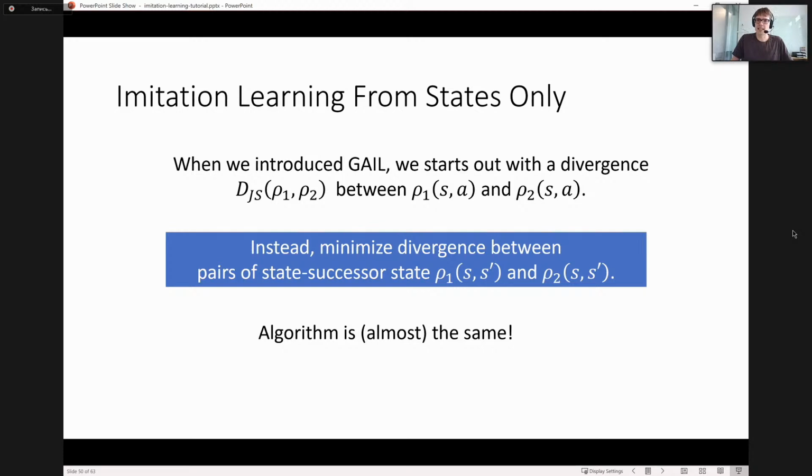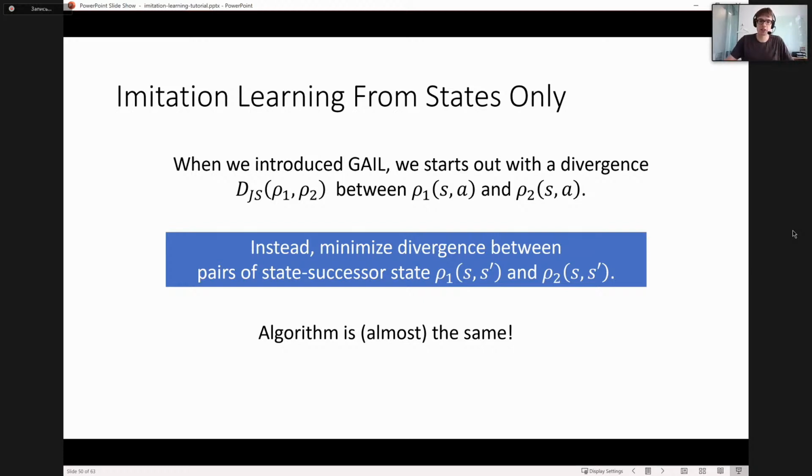What we can do instead is imitation learning when we just have the states. We do not have the actions. So instead of minimizing the divergence between the distributions of state-action pairs from the expert and the agent, I'm going to minimize the divergence between the distribution of state tuples: my state at this time step and my successor state. The good news is that the algorithm is almost the same as regular GAIL. The only difference when you implement it is the thing that goes into the discriminator. In standard GAIL, the thing that goes in is the state-action pair. Here, it's the tuple of state and successor state. And I can still recover a good policy.